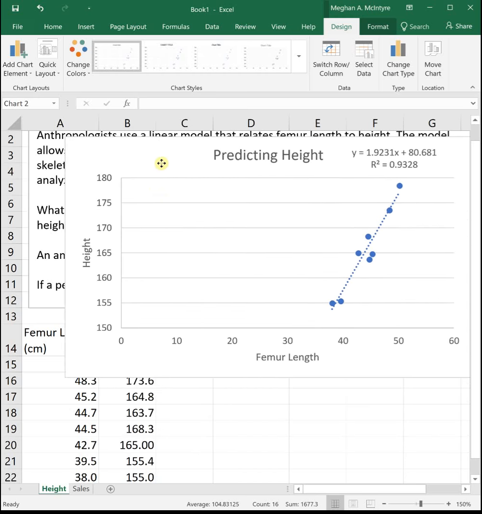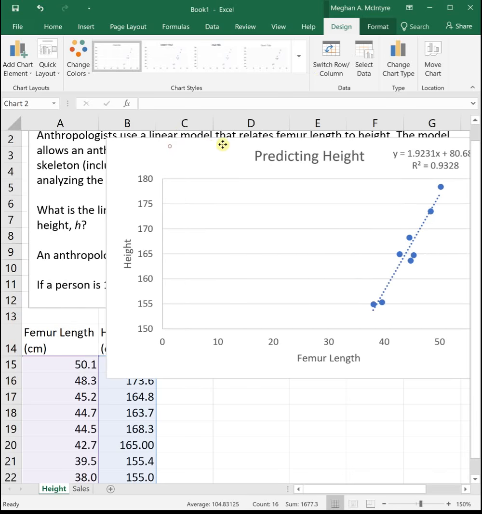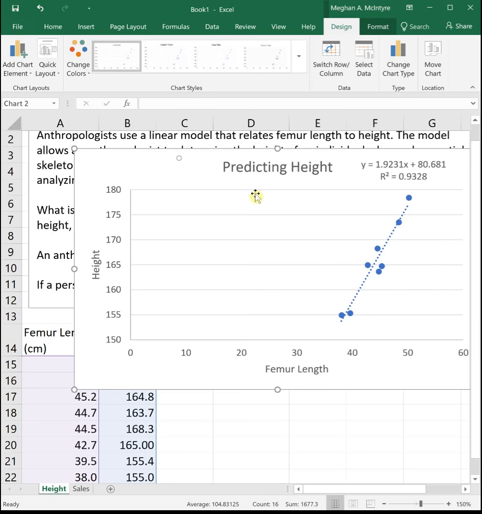Let's just talk about this equation right quick. We see that our slope is 1.92. This tells us for every centimeter our femur increases in length, our height increases by 1.92 centimeters also. And then the initial height is 80, saying that if our femur was 0 centimeters long, our initial height would be 80, which I don't know if that really makes sense.